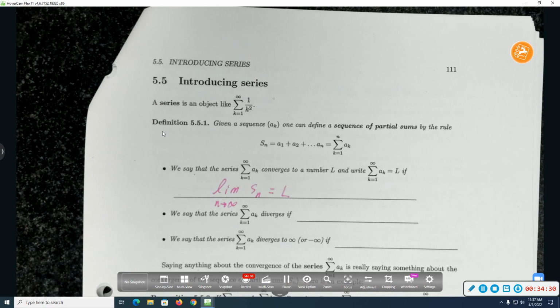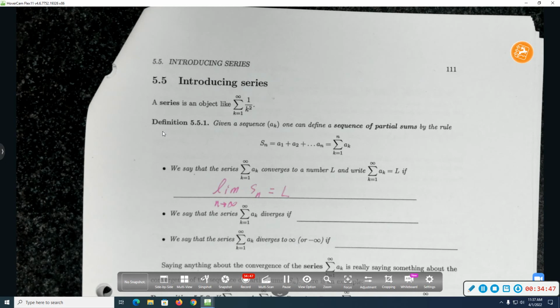So that's what it would mean for a series to converge. A series converges if the sequence of partial sums converges. What do you think it should mean for a series to diverge? Is that the limit of S sub n or A sub n? S sub n.